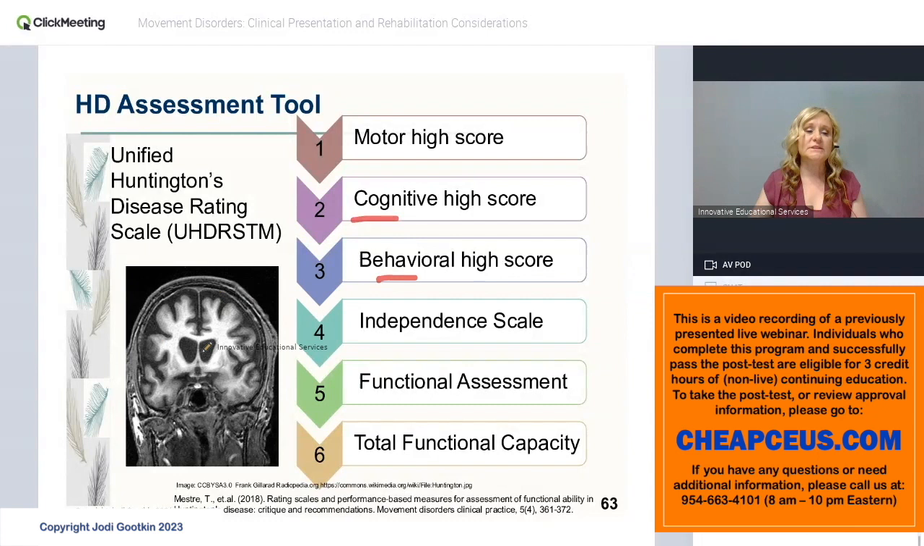This is an MRI scan of an individual with Huntington's disease, and what we really see is just significant atrophy in so many different lobes of the brain. There's such a decrease in that gray matter that hits on all these different areas.